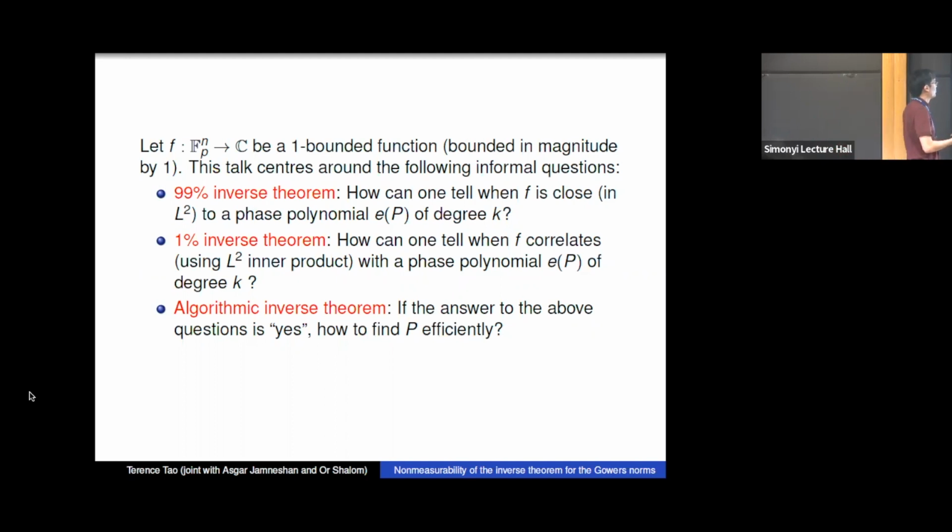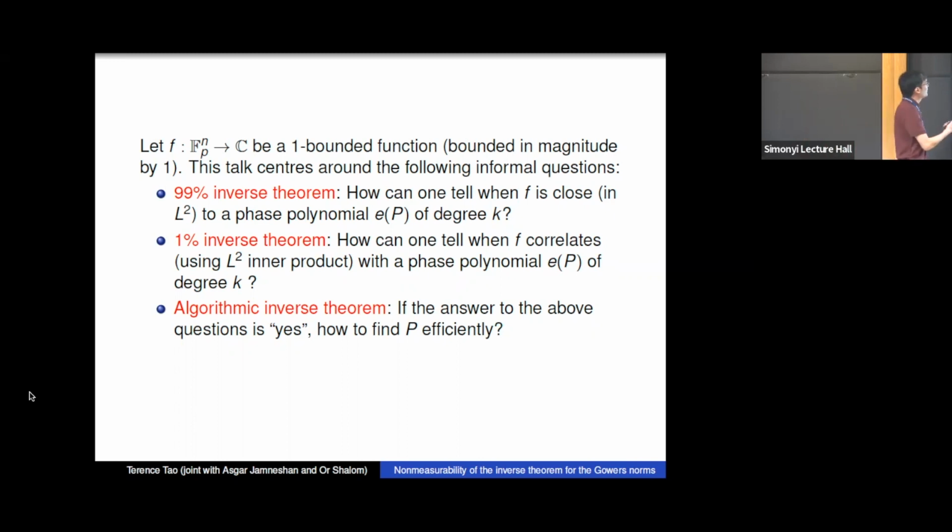And then what I call a 1% inverse theorem is: how can one tell that f is not close to a phase polynomial, but at least correlates with a phase polynomial, which means that its inner product is at least 1%, 0.01, in absolute value? There's a natural L2 inner product on this space. So when are you not completely orthogonal to a phase polynomial of degree k? We would like a criterion for that, and that I'll call a 1% inverse theorem.